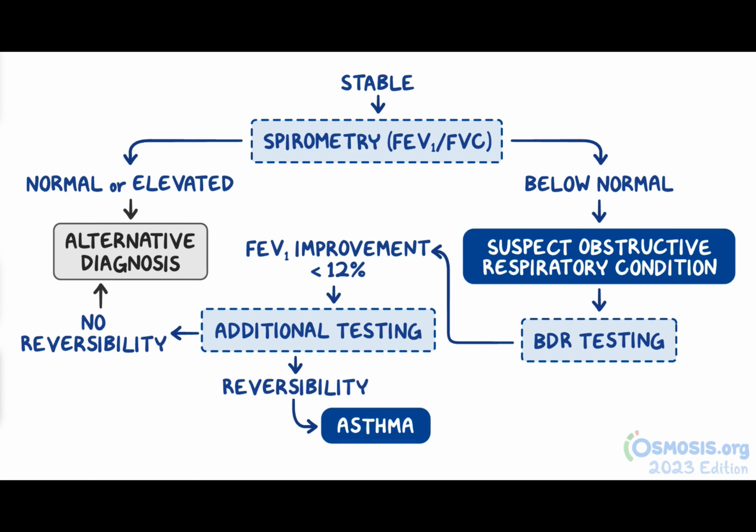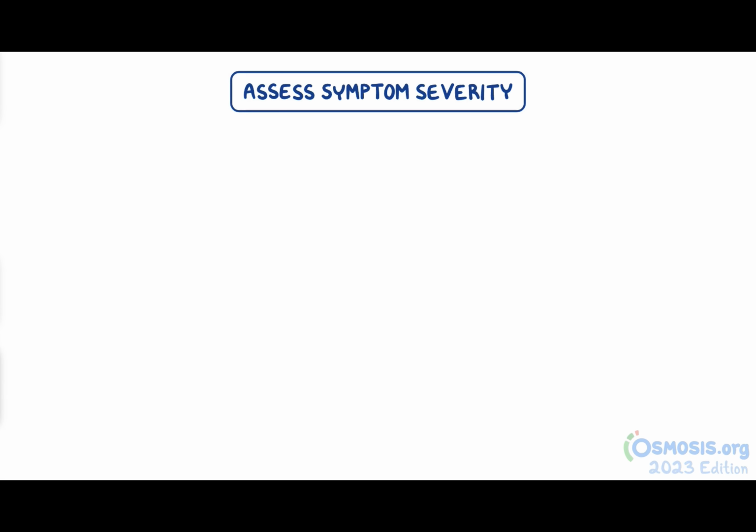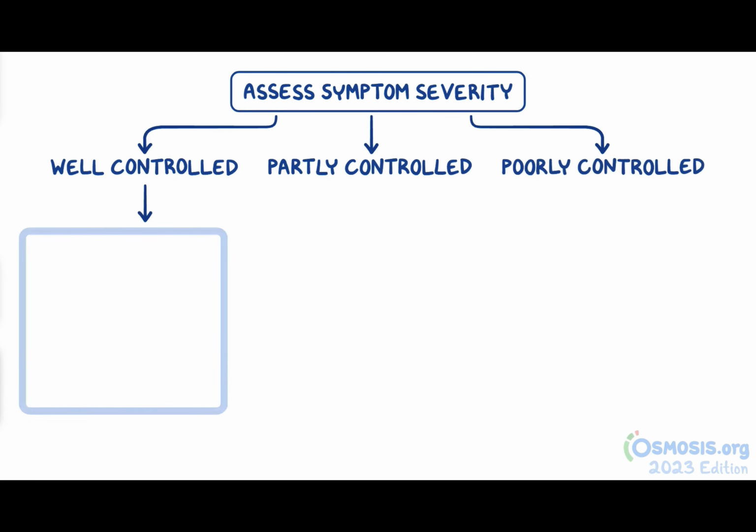On the other hand, if BDR testing reveals FEV1 improvement of 12% or more, you can also make a confident diagnosis of asthma. Either way, your next step is to assess the patient's symptom severity and determine the type of asthma. Individuals with well-controlled asthma should be started on Step 1 or Step 2 therapies.